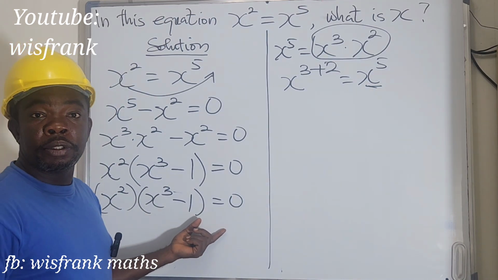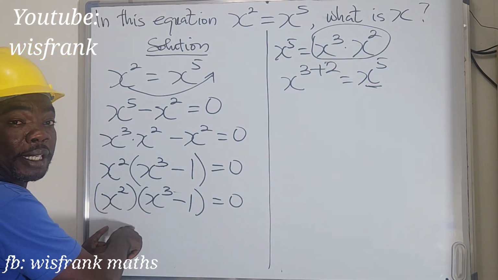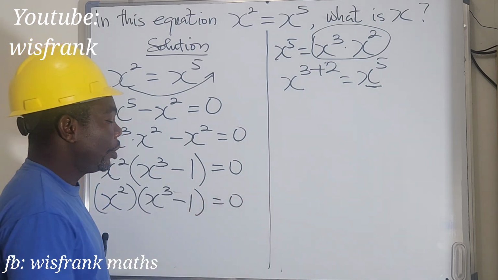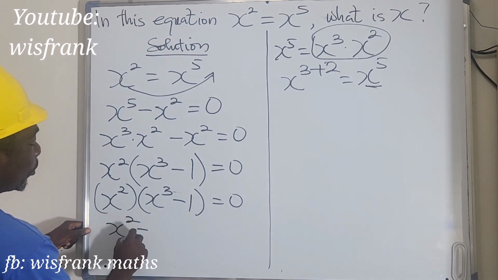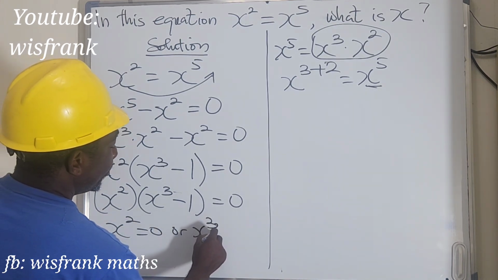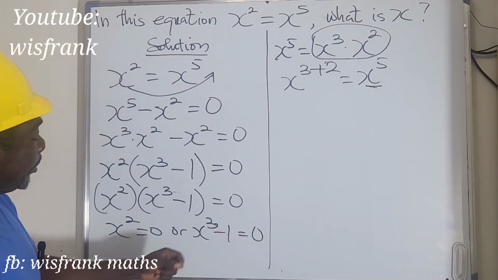So in the zero product rule, we all know that it is either the first parenthesis equals 0 or the second parenthesis equals 0. So the first one will be when we have x to the power of 2 equals 0, or x to the power of 3 minus 1 equals 0. So this is what it means.